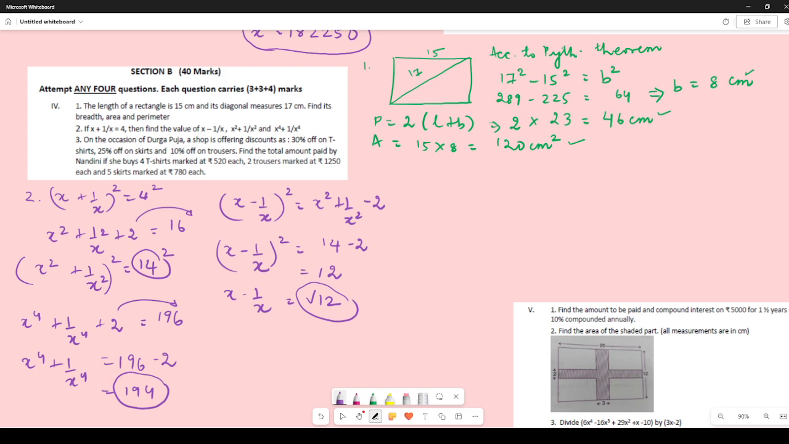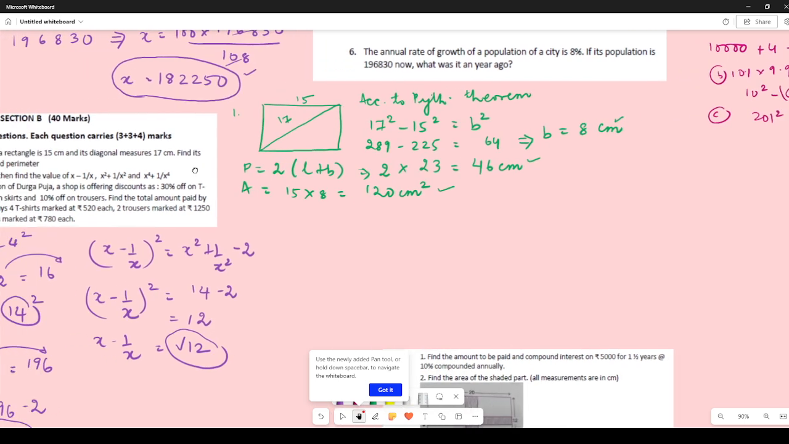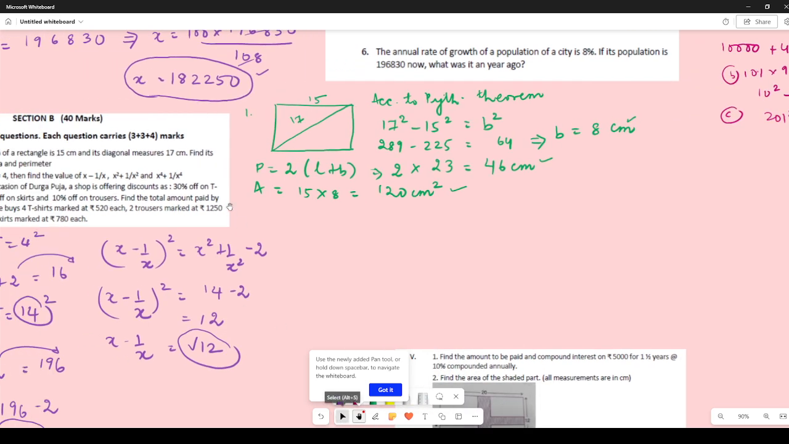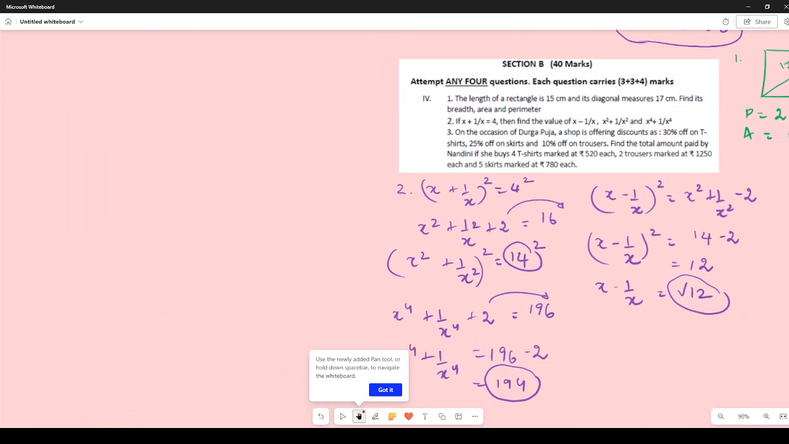Now let us move on to the next question, and we will need a little bit of space for this. Some calculation is needed, so let us just shift this question. Okay, let us move on to this side. We'll do this question over here. So what does it say? On the occasion of Durga Puja, a shop is offering discounts. Now let us just note down the facts first.